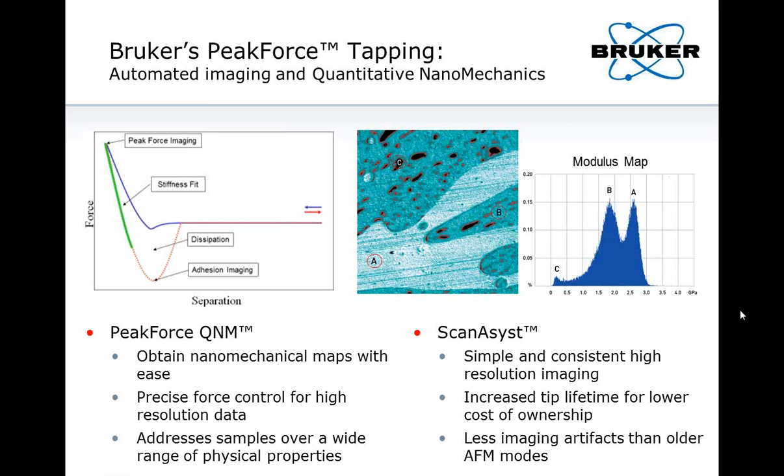One example of a PeakForce QNM measurement is shown on the right here. It's a polymer system consisting of 3 components. I indicated the 3 components in the topographic map shown on the left, A, B, and C. And on the right, you can see the modulus map that got extracted from the PeakForce Tapping imaging process. You can clearly see the 3 components showing up with a distinctive modulus in this case.